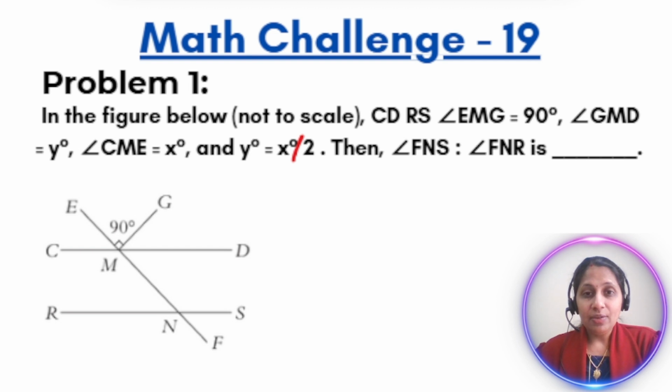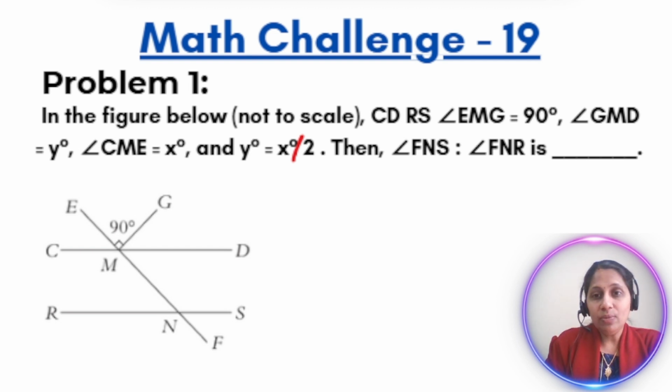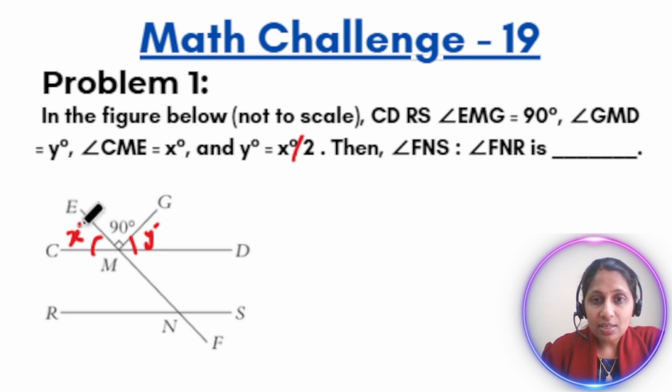So let's begin our challenge number 19 problem. The very first one is in the figure below. As per the data, please mark it out first. EMG equals 90 degrees. GMD is taken as Y degrees. CME is taken as X. And Y is half of X. So let's substitute, which is nothing but 2Y equals X.